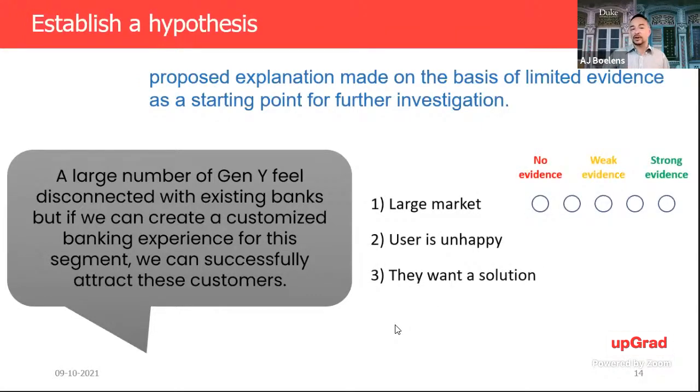Then I want to know, if that's your hypothesis, how will you prove that this is a valid hypothesis or not? Here's an example. We might say, first of all, is there a large enough market? Are there a lot of these Gen Ys? And you might say, yes, we have strong evidence, and you can get some data points on that. The user is unhappy. Well, we feel that they feel disconnected with existing banks. Disconnected? Okay, how would you give me evidence that makes me feel, yes, a lot of Gen Y are disconnected? What's that evidence going to be? And then, they want a solution.